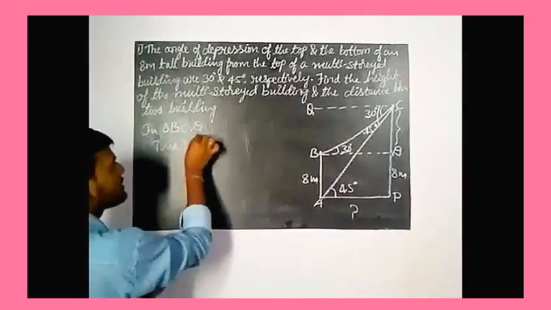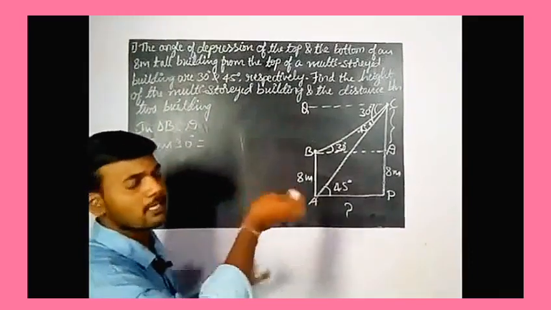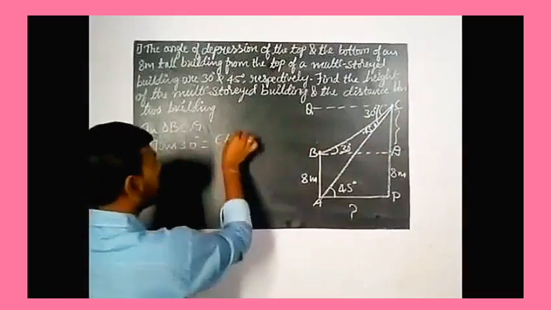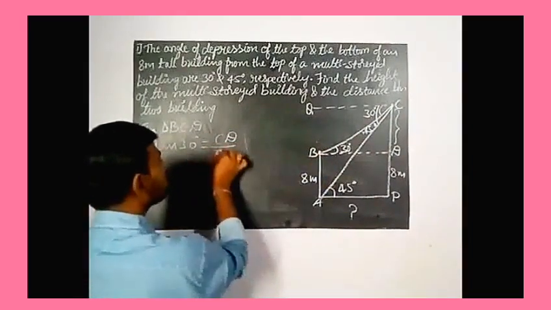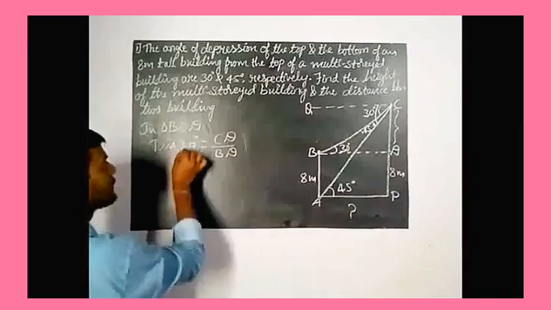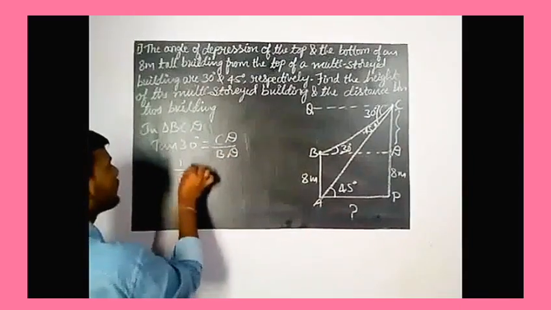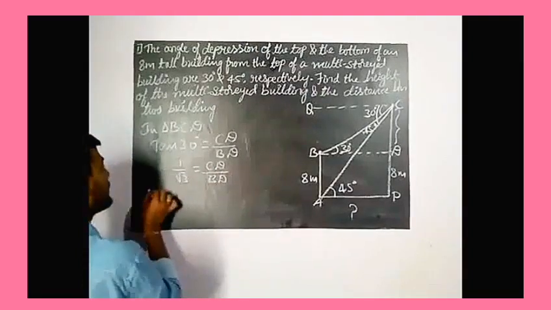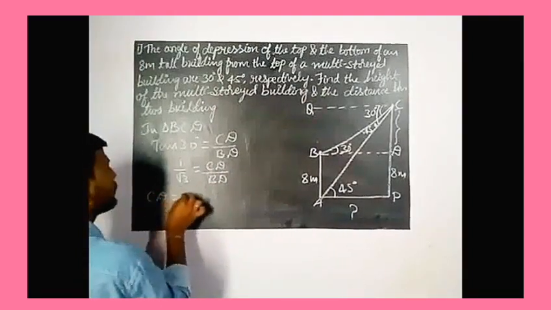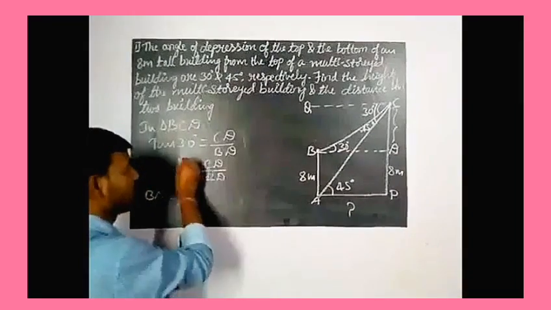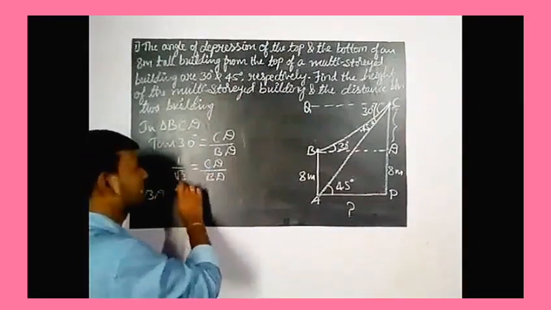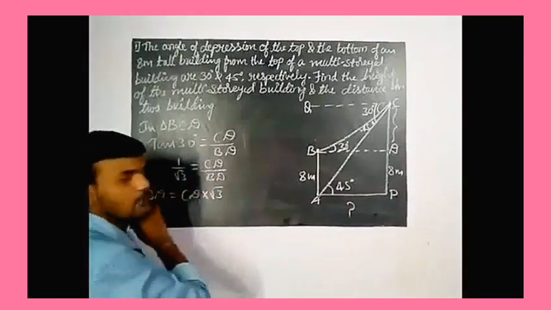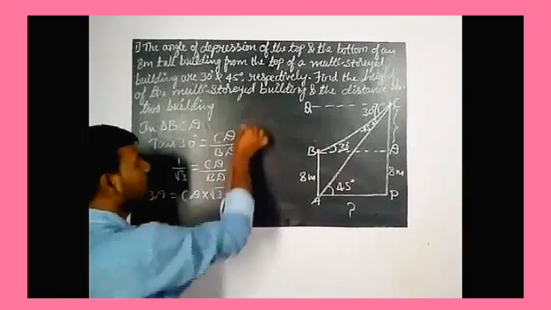Tan 30 is equal to opposite by adjacent, sorry, tan is opposite by adjacent, that is opposite CD by adjacent BD, right? Tan 30 value is 1 by root 3, which is equal to CD by BD. Then it can also be written as BD is multiplied by 1 and it becomes BD, and root 3 is multiplied with CD and it becomes root 3 into CD. Call this equation 1.